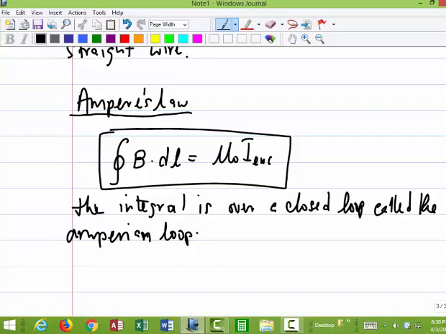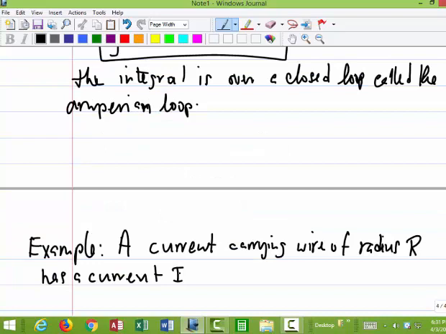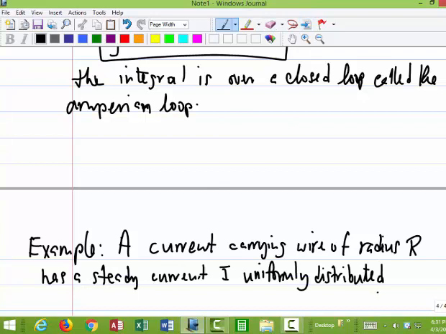Okay, let's do an example where we can use Ampere's law now. So the current carrying wire has a radius r and carries a steady current I uniformly distributed. Steady current is important in what we're doing. If the current is changing in time, I'll let you know. When we get to AC circuits, that will be the case, where the current will be changing sinusoidally or in some other fashion. Right now we are just dealing with DC, so the current is steady.